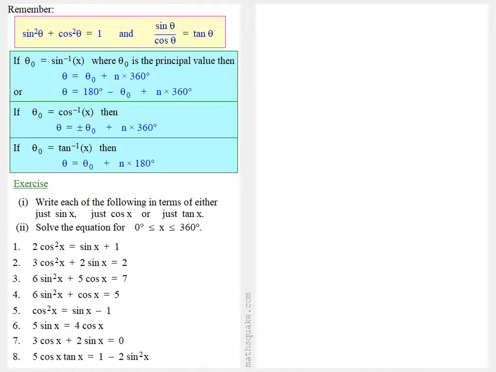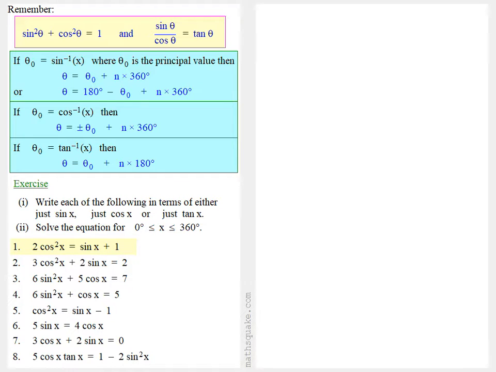Pause the video at this point and have a go at the questions yourself. When you've tried them, restart the video and I'll go through the solutions. Okay, now in each question there are two parts. First, write each of the following in terms of either just sin x, just cos x, or just tan x. And in the second part, solve the equation for values of x between 0 and 360 degrees.